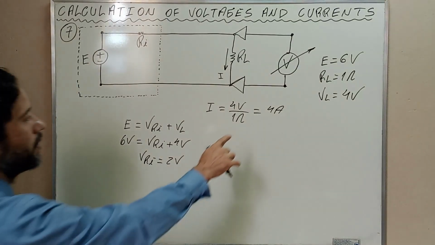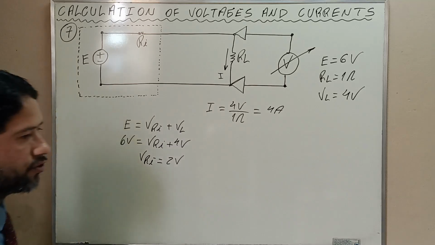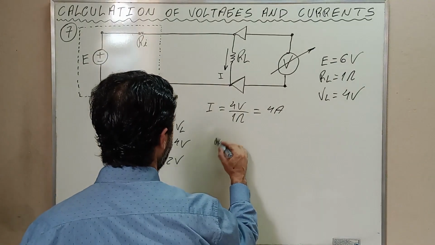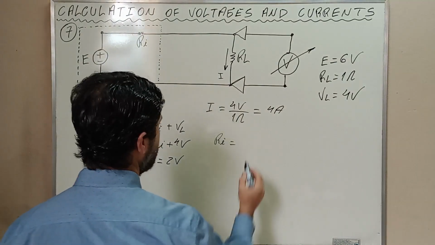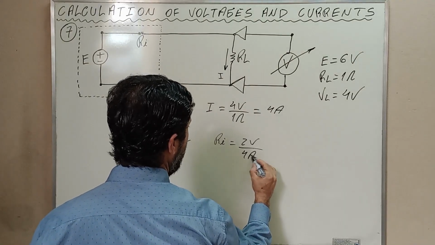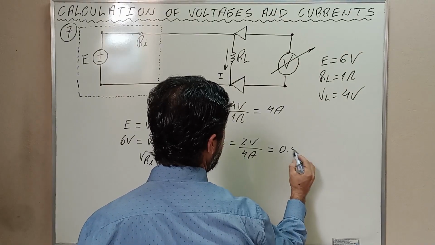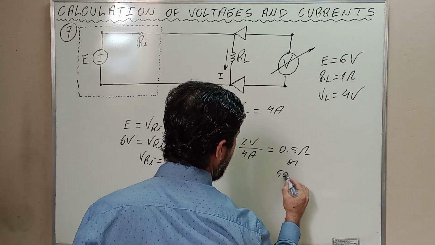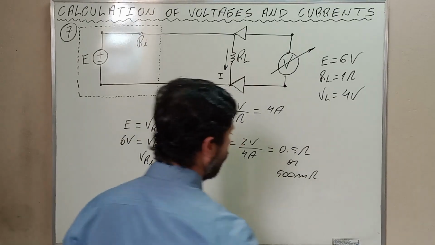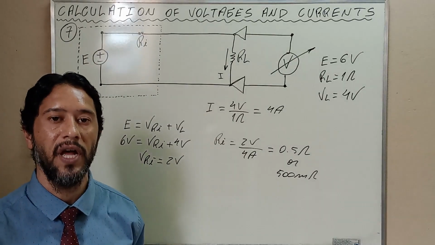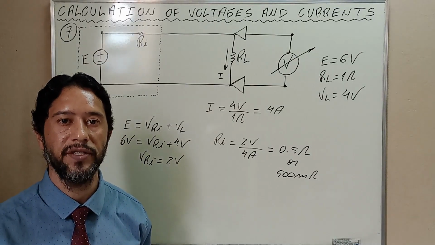With the value of the current and the value of the voltage drop, we can calculate the value of the internal resistance. Ri is simply the division between the voltage, 2 volts, and the current, 4 amps. And this is equal to 0.5 ohms, or, if you prefer, 500 milliohms. And this is all for exercise number 7. Let's go to the next. Let's go to exercise number 8.